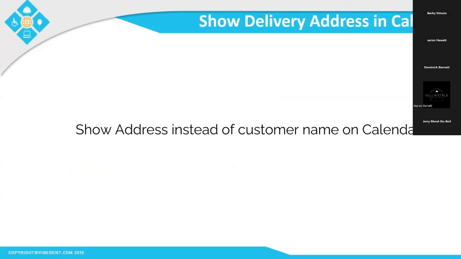Okay, show address instead of customer name on calendar. We have again customers in the events industry, property styling, home staging, and other industries that really wanted to see the address on the calendar rather than the customer name. So we have introduced that functionality within Viberent.